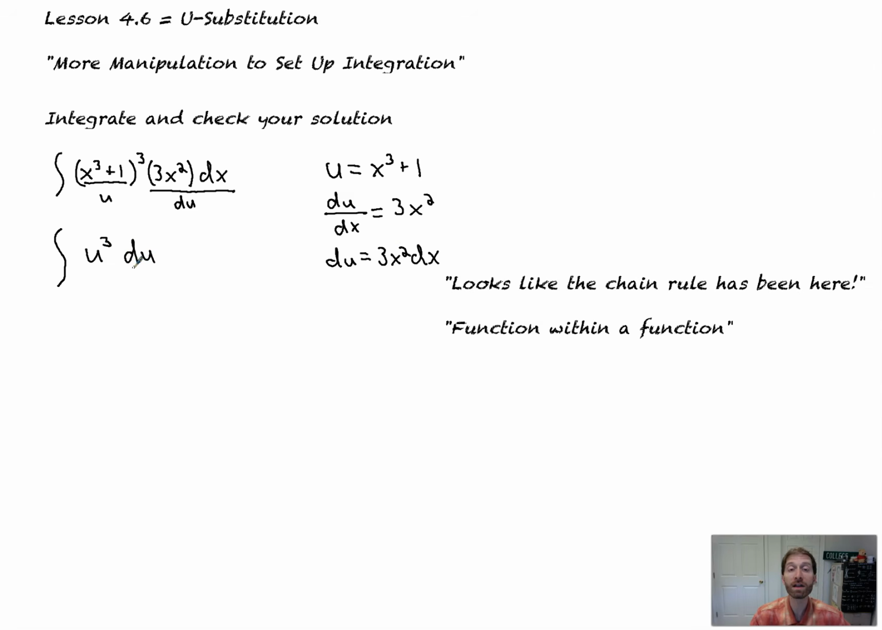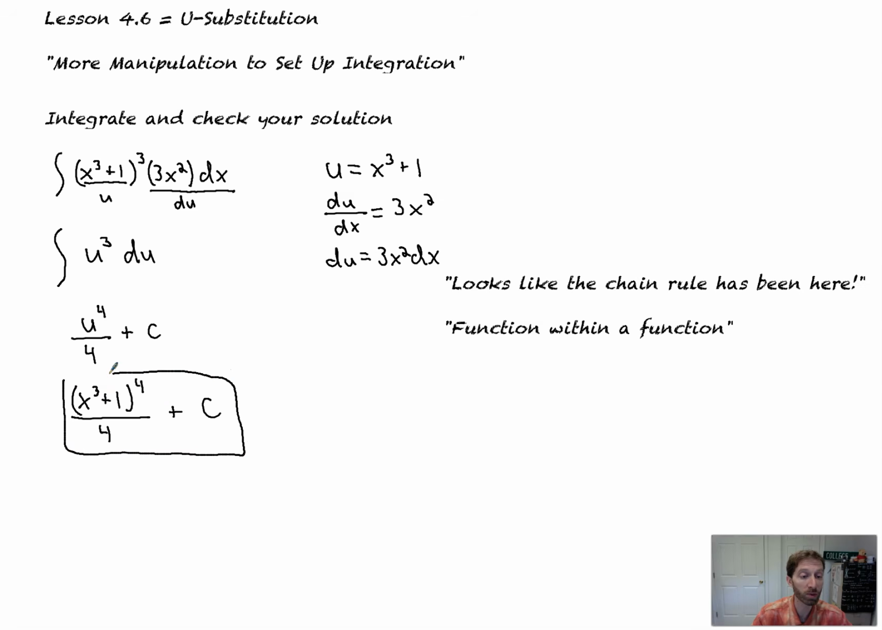Now that everything is in terms of u, there's no x's left behind, we integrate with respect to u. Normal integration, so it's going to be u to the fourth all over 4 plus c. Not bad. And now, last but not least, we put everything back in terms of x. So what is u? U is equal to x cubed plus 1. So you get (x cubed plus 1) all raised to the fourth all over 4 plus c. That's it. That's your answer, which is pretty cool.